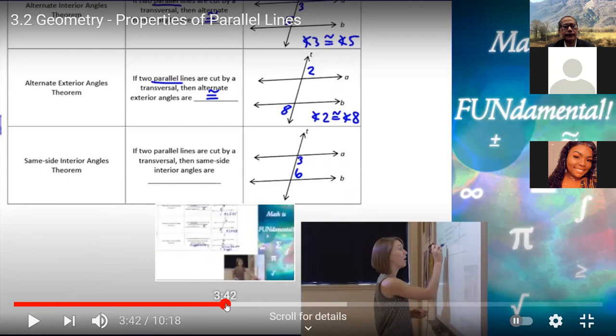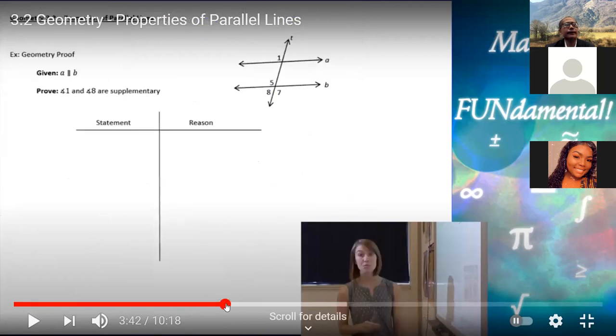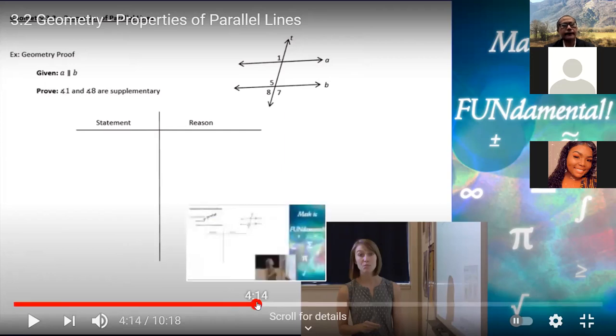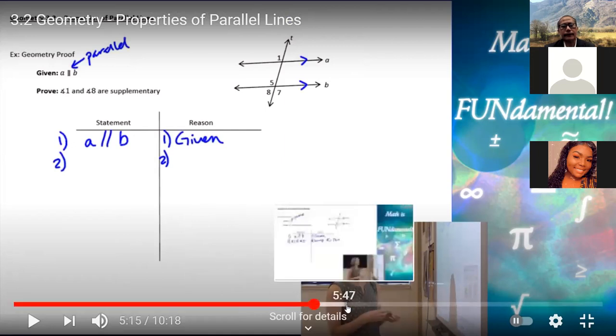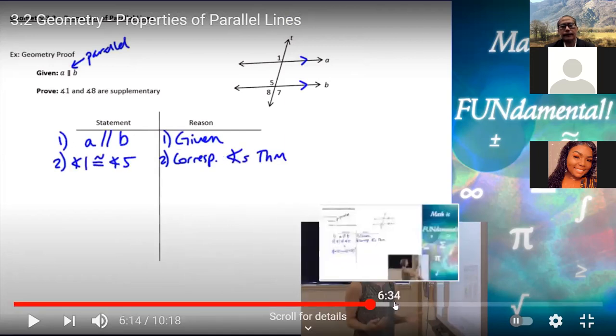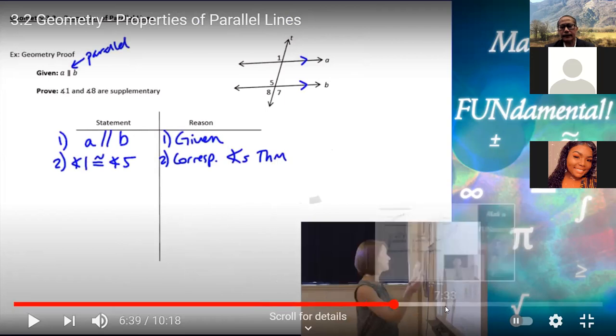So I think the next problem will be proving that these two lines are parallel. If you have two parallel lines, you need to prove angle 1 and angle 8, so you need to do it like this one. To prove it, you need to use this step here.